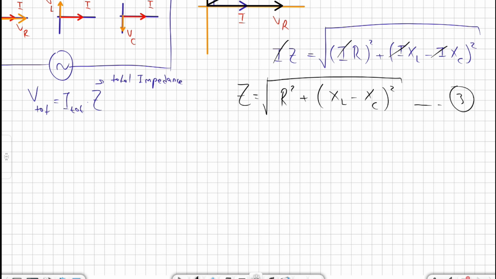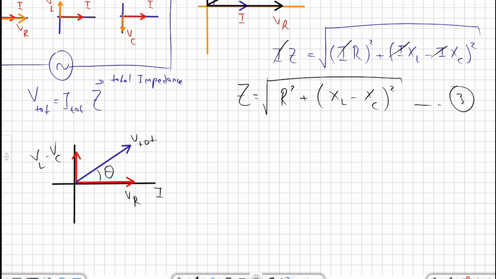The Pythagorean theorem only helps you find the magnitude of the resultant vector. So what do we do about direction? We need to find the angle. Let's draw the graph again that we had a moment ago. Here we have VR, VL minus VC, and we have V total.